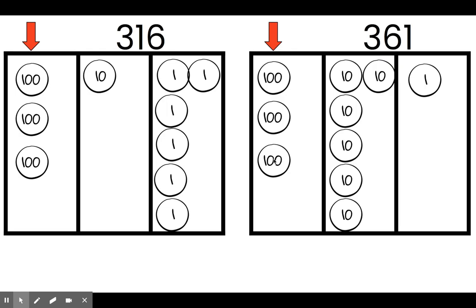We can't tell which number is greater or which number is less than just by looking at the hundreds because they're both equal or equivalent in the amount of hundreds they have, 3. Let's go to the next place value or next unit.